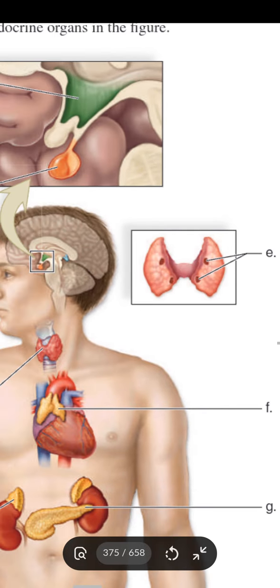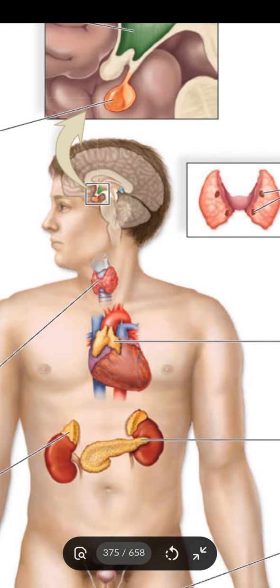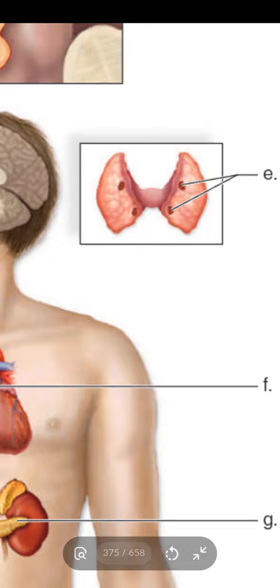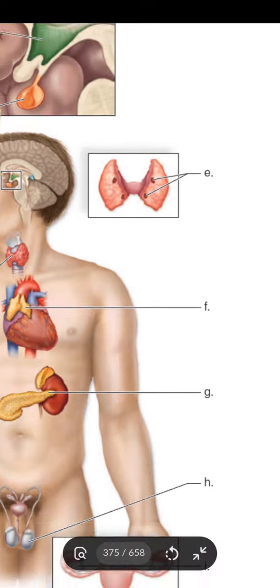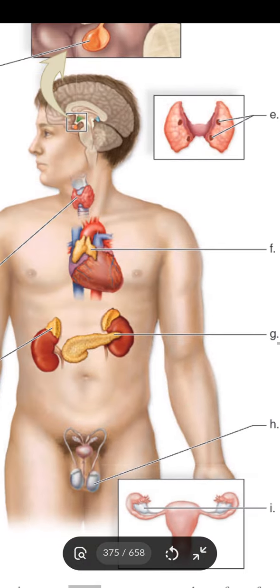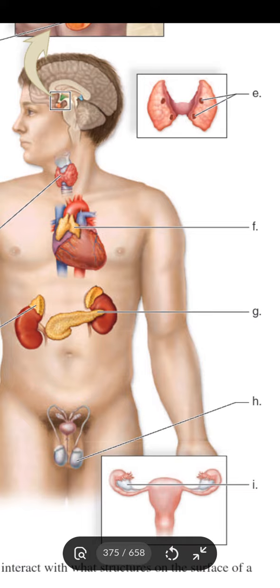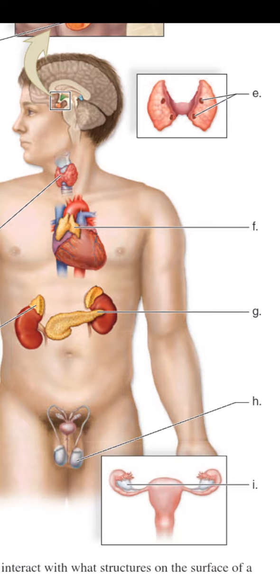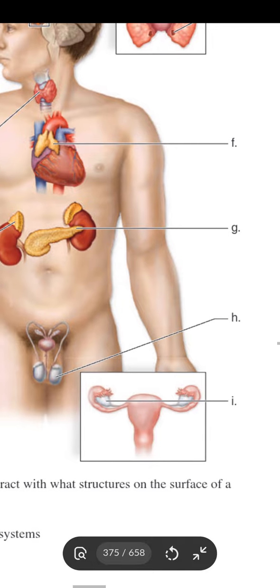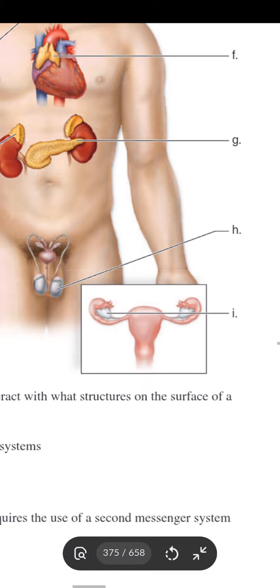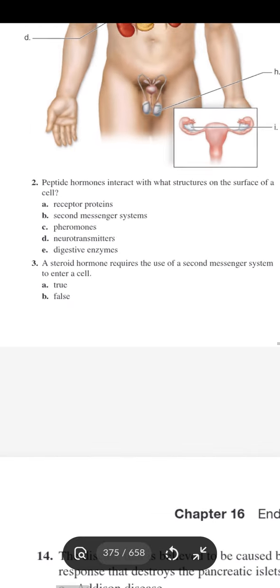Where's E? Yeah, so E, we already labeled the thyroid gland. Again, they're doing a close-up, they wanted to be more specific. See the dark colored glands, these are the parathyroid glands. Coming to F, this is the thymus. It's where your T cells, T lymphocytes, learn how to distinguish between self and non-self. G, pancreas. H, the testes. I, the ovaries. Question number 2.